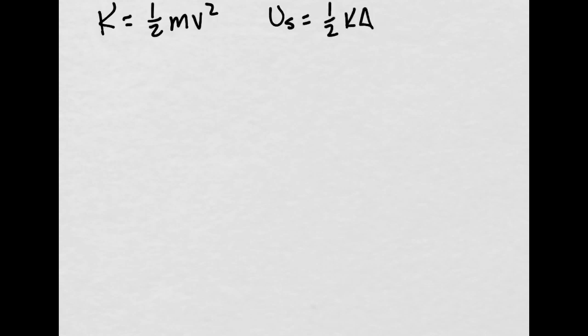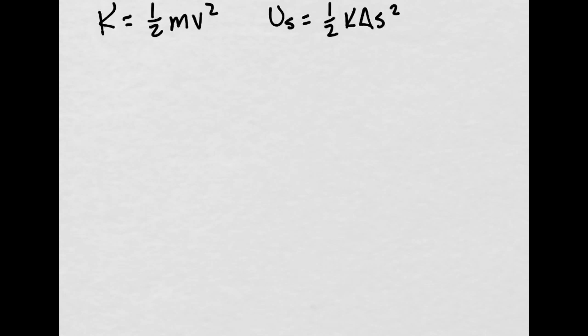Now that we've looked at Hooke's law for the forces of springs, let's look at the potential energy in springs. So our kinetic energy is 1/2 mv squared. Our potential energy because of springs is 1/2 k delta S squared.